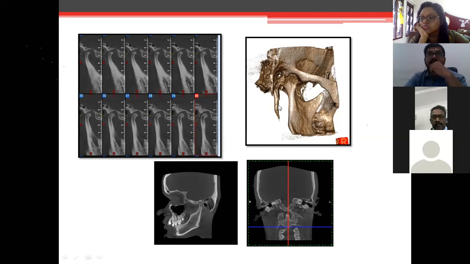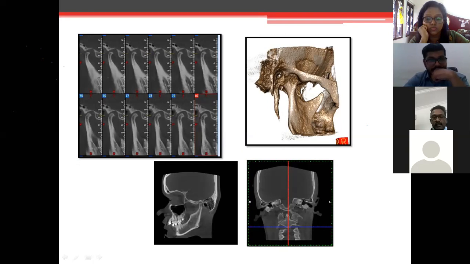CBCT has replaced all the old techniques like transpharyngeal, transorbital, transcranial views of the temporomandibular joint. You can take one CBCT and you can assess. So whenever you want to see the arthritic changes, the bone changes, you have to go for a CBCT or a radiogram.